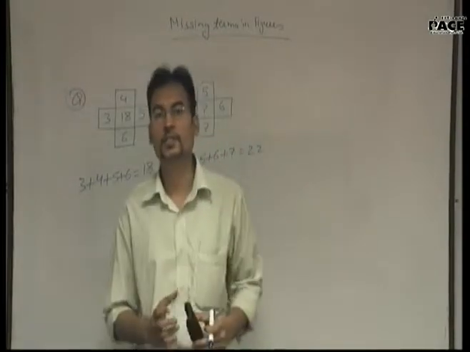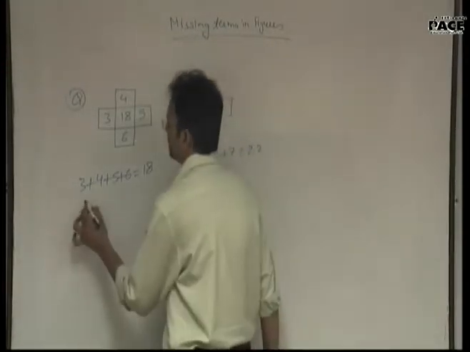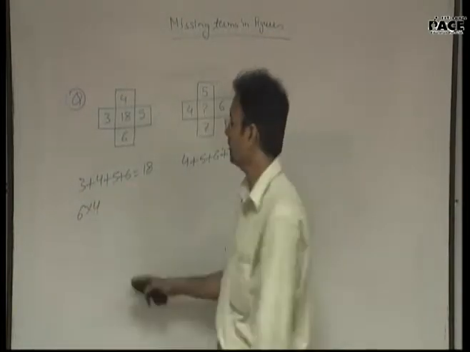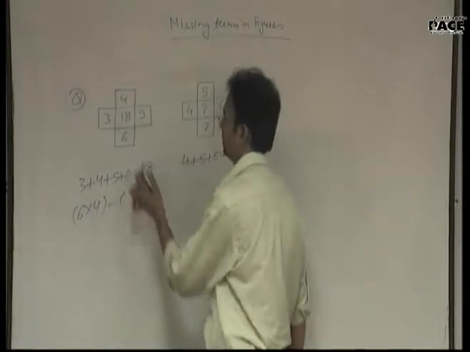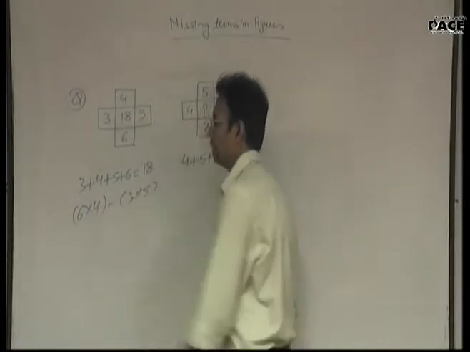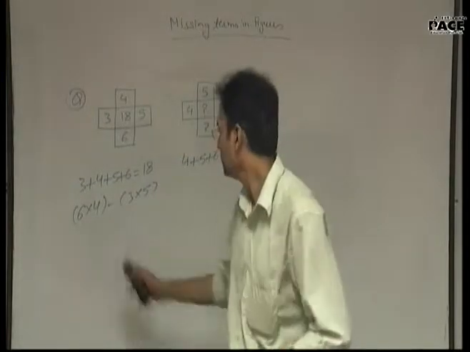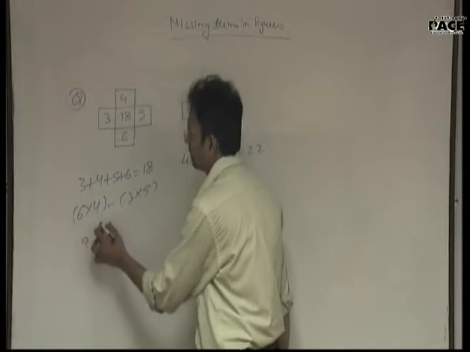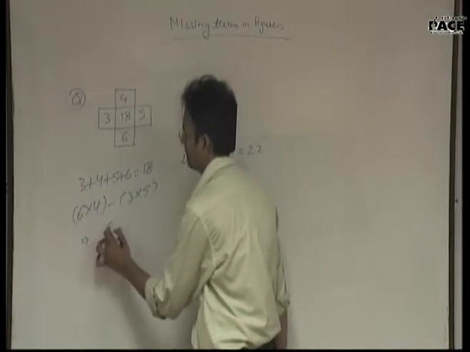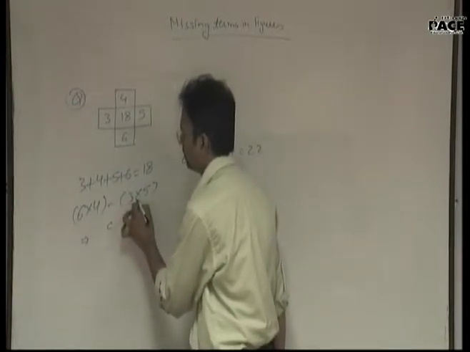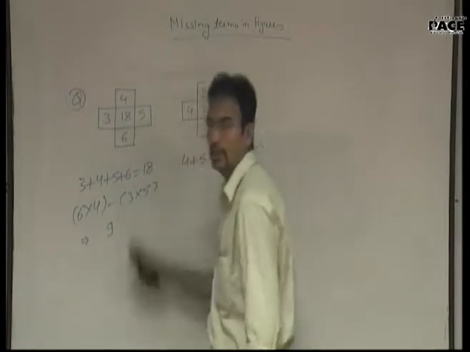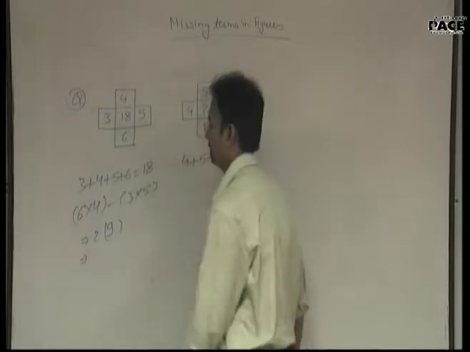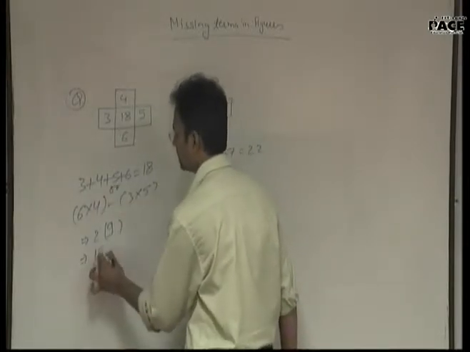Another logic we can apply is we multiply 6 and 4 and subtract the multiplication of 3 and 5. We are multiplying opposite numbers and then subtracting. We'll get 24 minus 15 is 9, and double that number will be the answer here.